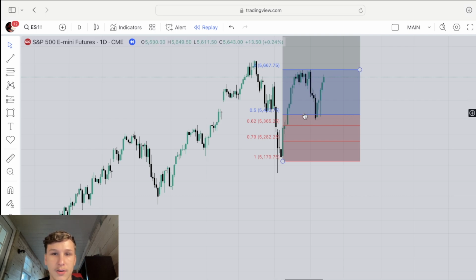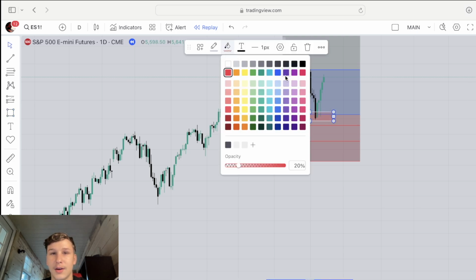So 50% of the range, we trade below that. That's a discount priced in. And if you look to the left, what do we have? Well, we have this fair value gap. So we're trading down to a key level in a discount.